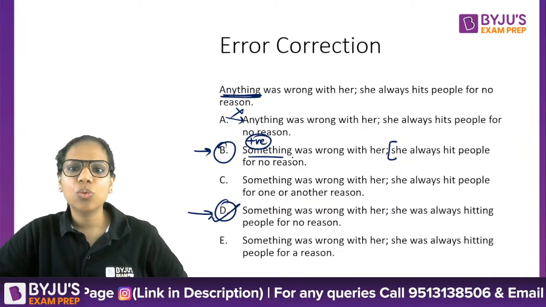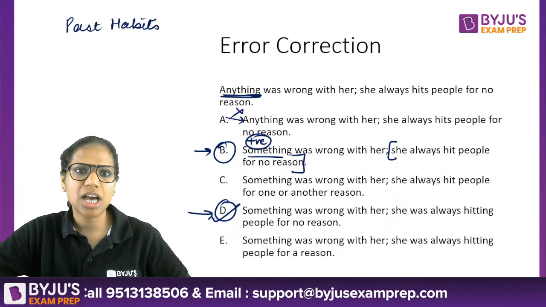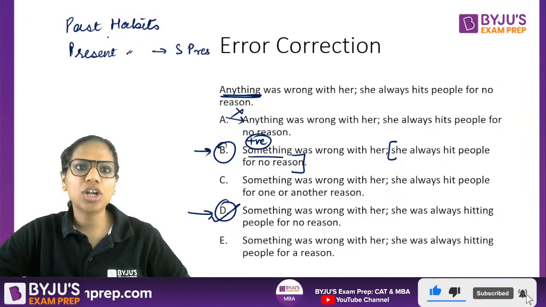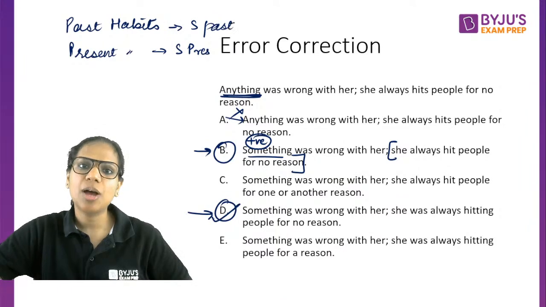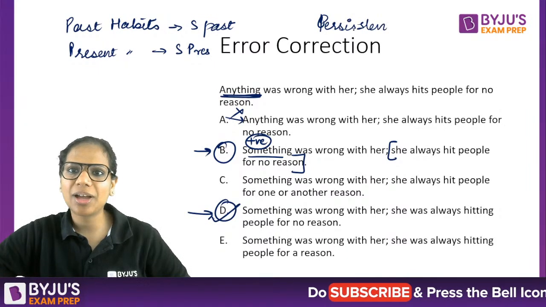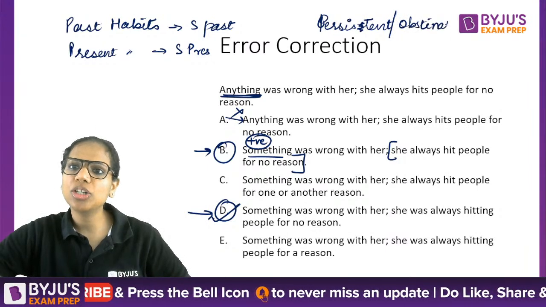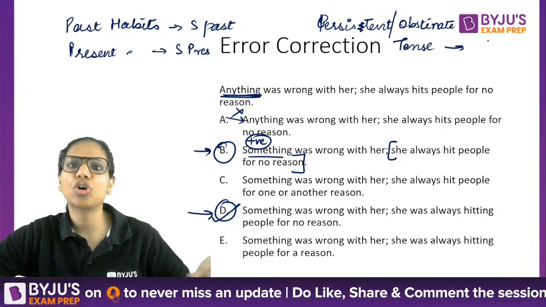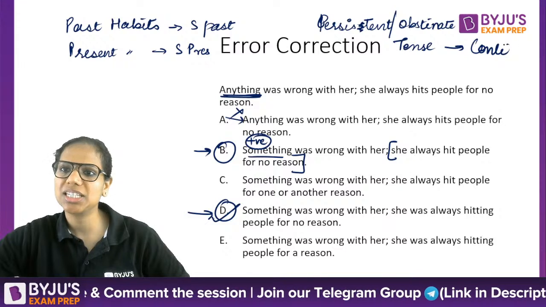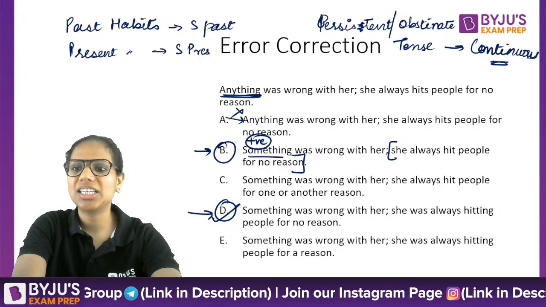Why? Because for our present habits, we use the simple present tense, right? For our past habits, we use the simple past tense. But when we talk about persistent habits, obstinate habits, negative habits, for that, we do not use the simple tense. We use the present or past, depending on whether it's a present habit or a past habit, the continuous tense for it. Continuous tense, right? And that is why D is the answer.